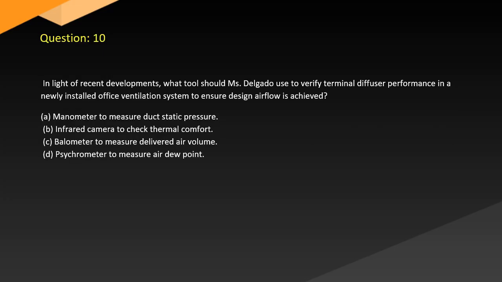Question 10. In light of recent developments, what tool should Isa Delgado use to verify terminal diffuser performance in a newly installed office ventilation system to ensure design airflow is achieved? A. Manometer to measure duct static pressure. B. Infrared camera to check thermal comfort. C. Balometer to measure delivered air volume. D. Psychrometer to measure air dew point.